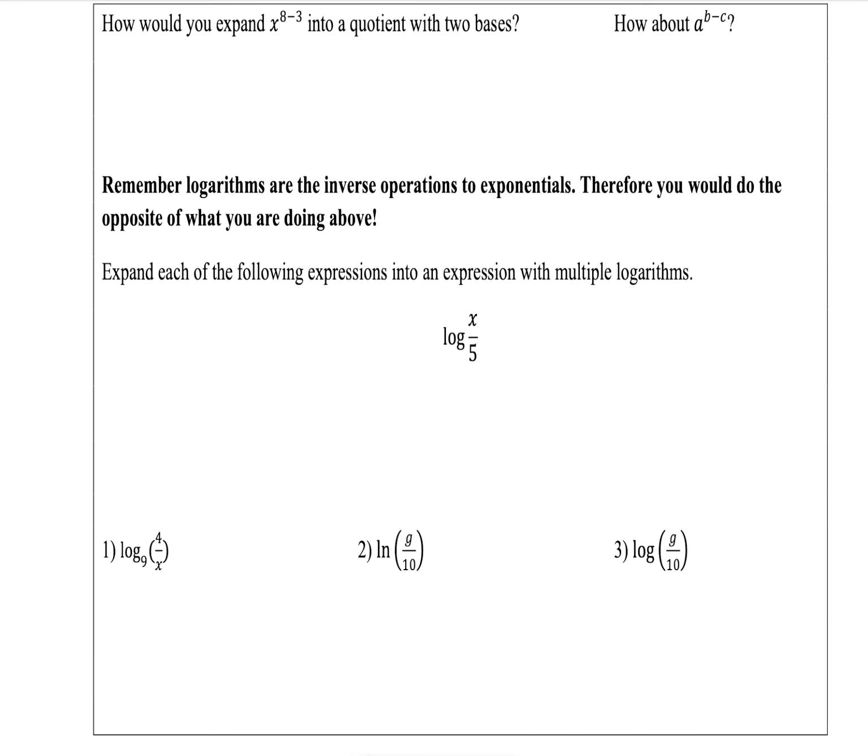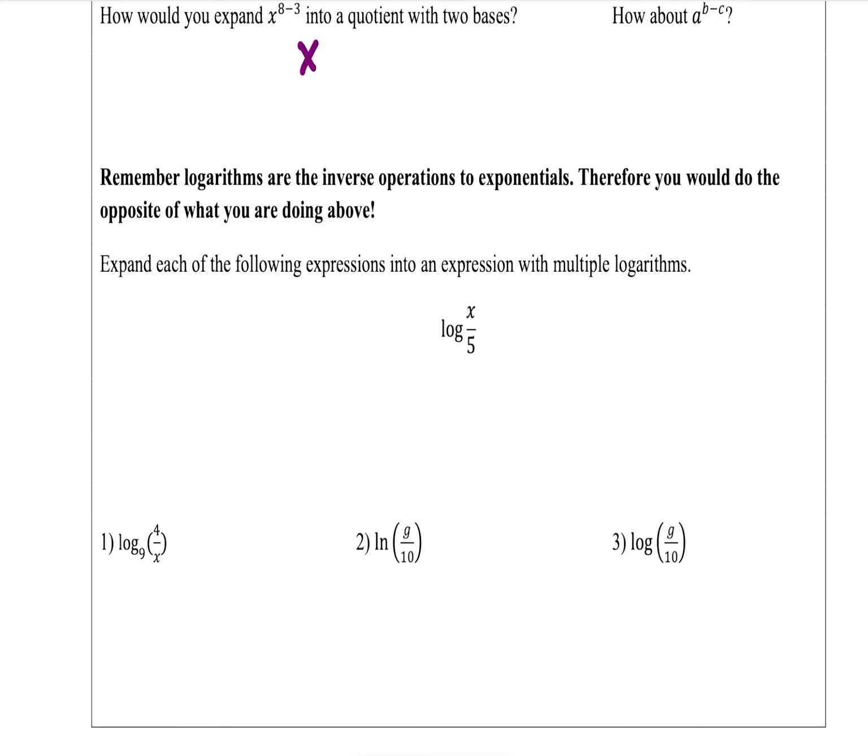So how would you expand x to the 8 minus 3 into a quotient with 2 bases? Well, when we're dividing with the same base, that's when we subtract the exponents. So that's what's happening here. If we're using 2 bases in a quotient, it'd be x to the 8 divided by x to the 3rd. You would subtract the exponents, 8 minus 3, to get x to the 5th. And how about just a general a to the b minus c? Well, that would be a to the b divided by a to the c.